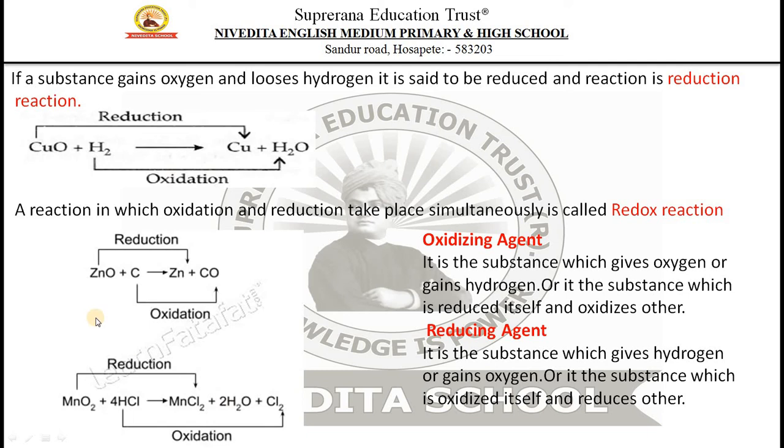So remember the two types of reaction, that is oxidation and reduction reaction. An oxidation reaction is a reaction where oxygen is gained or hydrogen is lost. A reduction reaction is where oxygen is lost, and when these two reactions occur simultaneously, we call them redox reactions.